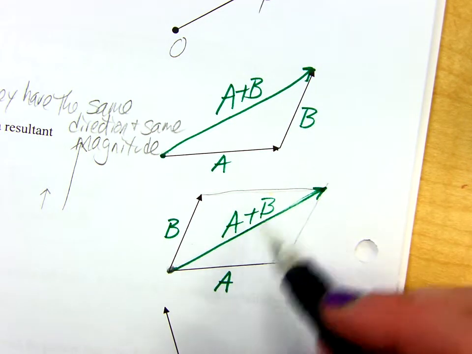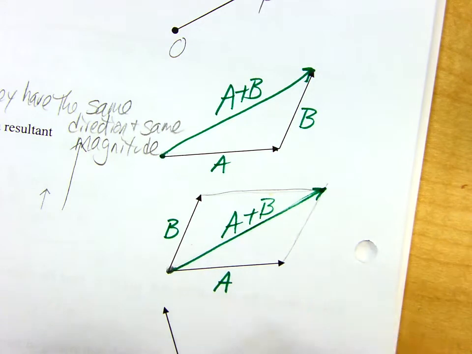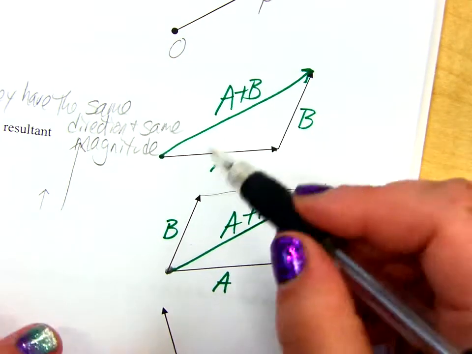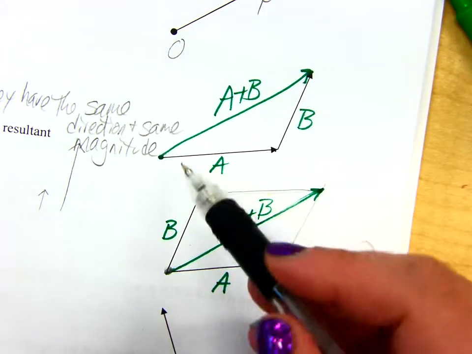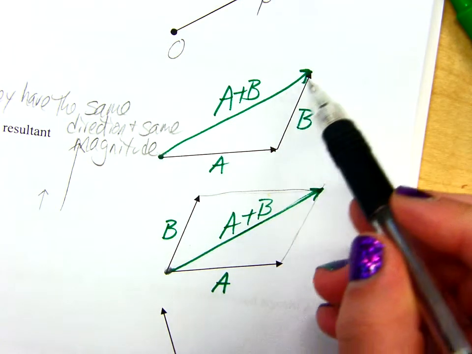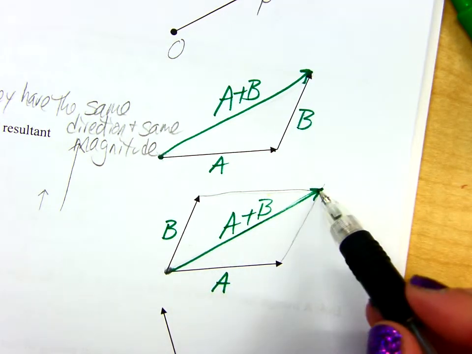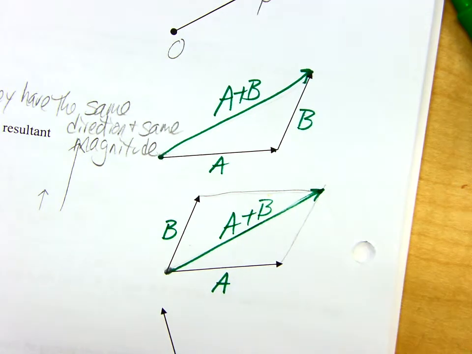This actually isn't that important. It's just one way to draw how you add these two together. But the point that you need to see is that A plus B is the same in either one. See how it's the same length and it's going the same direction? Yes. Okay, good. I do see that. All right, good.